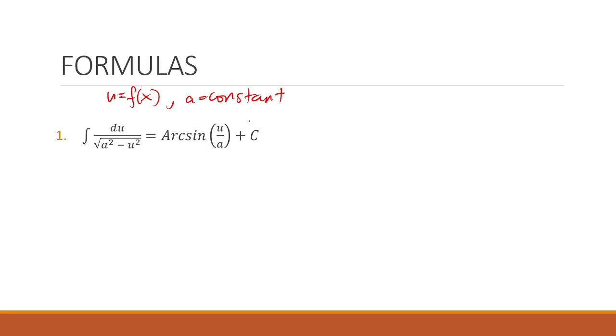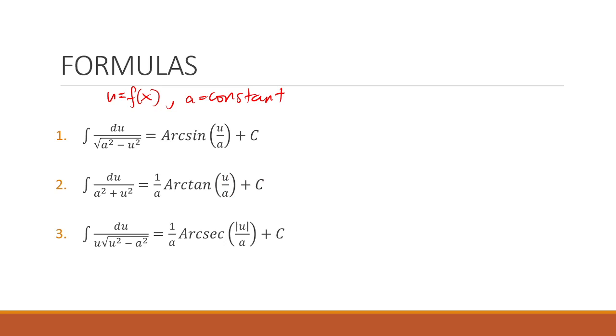Then next, if it takes this form, du divided by a squared plus u squared, or this is interchangeable since addition is commutative, so it can be written as u squared plus a squared, either way the same. Then this is integrable, or its antiderivative is 1 over a arctangent u divided by a plus c. Then lastly, we have du divided by u times the square root of u squared minus a squared.